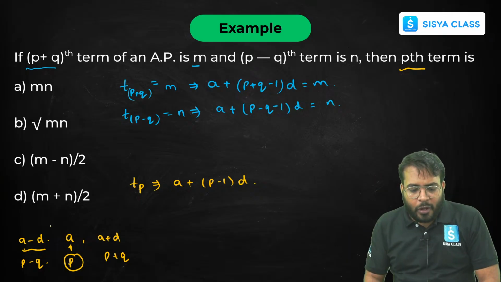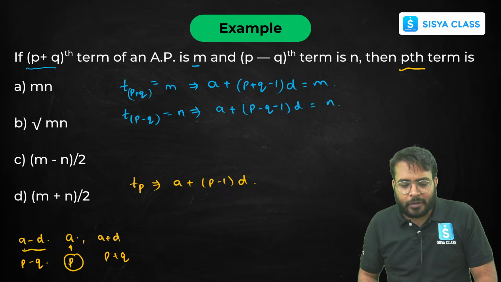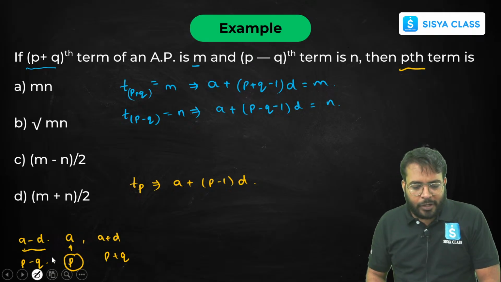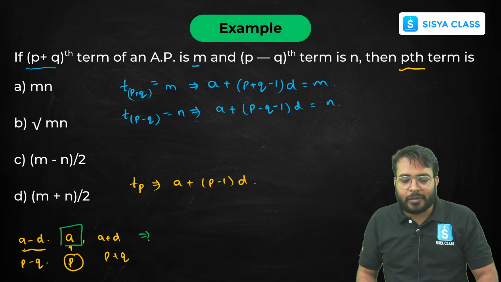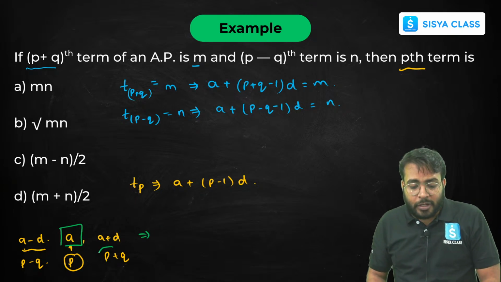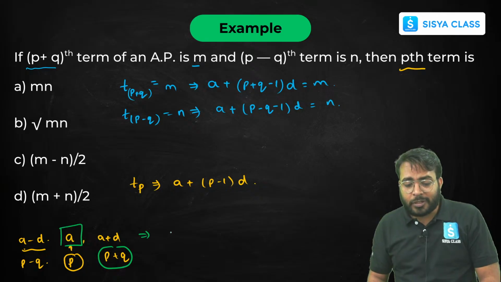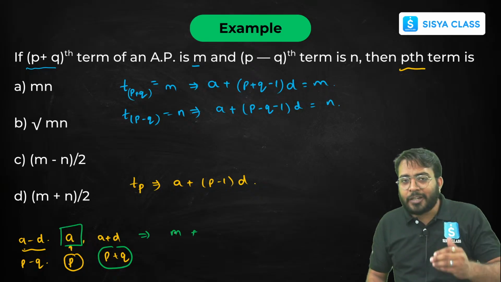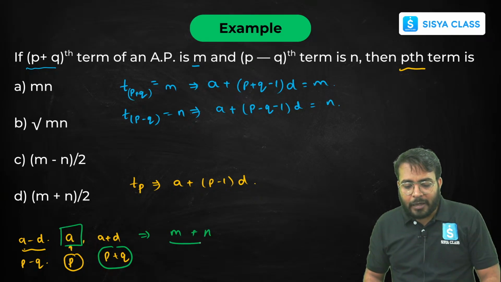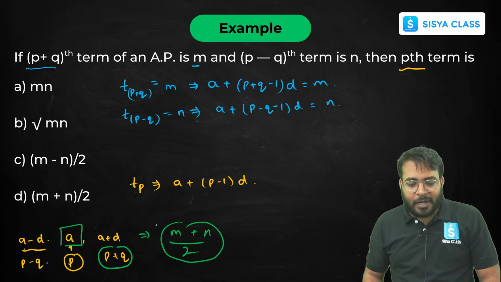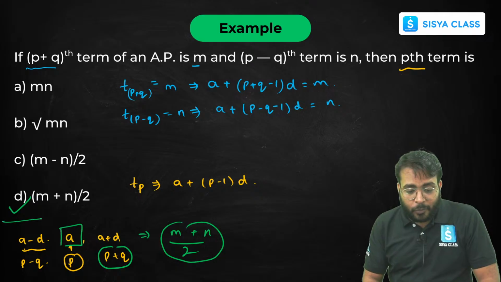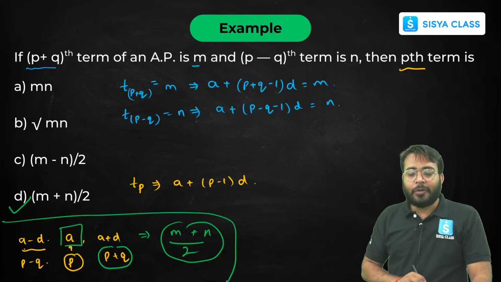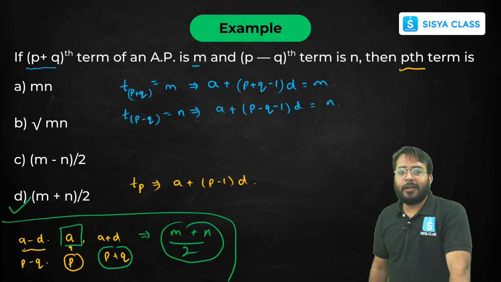Whenever three terms are in AP, how do you get the middle term? The middle term is nothing but the mean of your first and third. They have given the p plus q term as m and the p minus q term as n. Their mean is going to be (m plus n) by 2. You can do this by observation. In this way you can get the pth value.